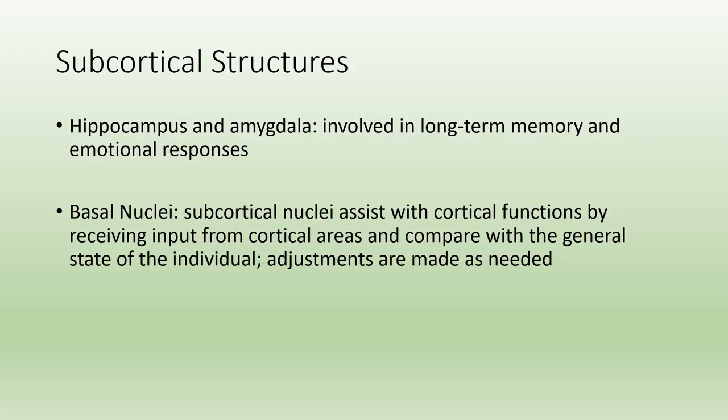As you move deeper from the surface, so out of that cortical area, you're still in the cerebrum, moving to the subcortical structures, you have the hippocampus and the amygdala, which are both involved with emotions and long-term memory. Long-term memory and short-term memory tend to be in different places. Your basal nuclei are going to help with receiving certain information and overall knowing the general state of the person and making those fine-tuned adjustments that you need to make.